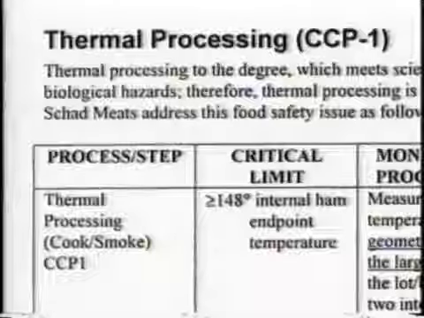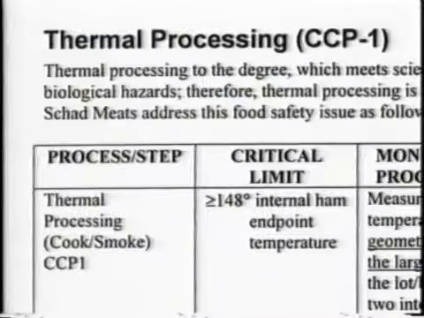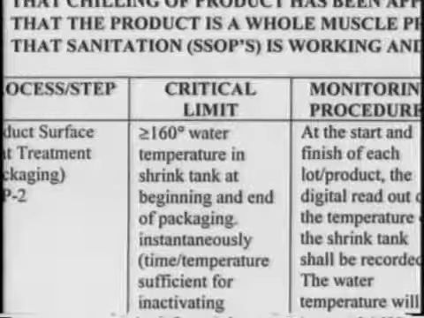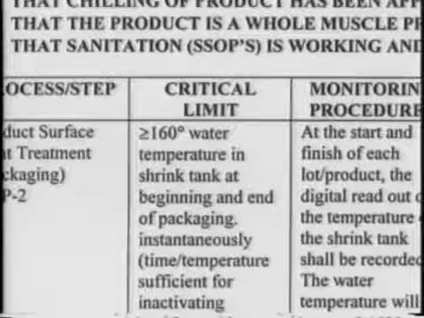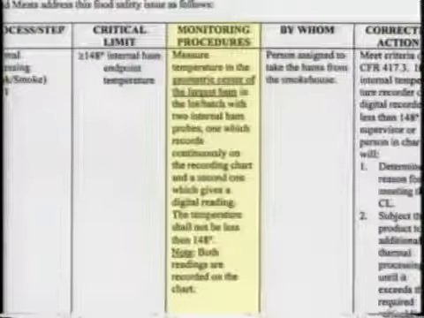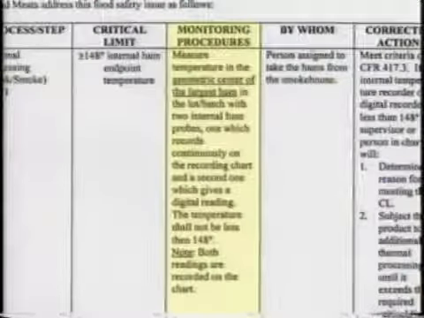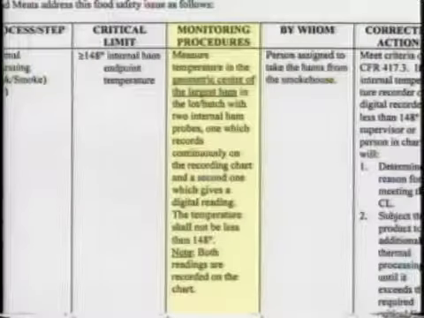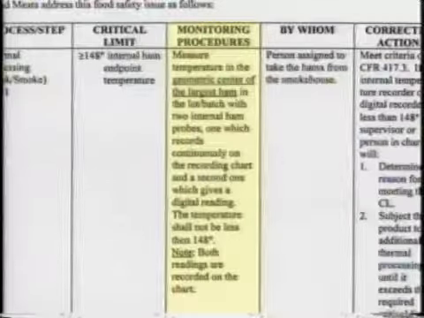Critical limits for each CCP seen in the second column of Form B include CCP1, minimum of 148 degrees Fahrenheit internal ham temperature; CCP2, minimum of 160 degrees Fahrenheit water temperature in shrink tank. Monitoring procedures for CCP1 include checking final internal ham temperature in the geometric center of the largest ham at the end of the cooking cycle, using 2 thermometers, a digital recording thermometer, and a continuous chart recording probe.